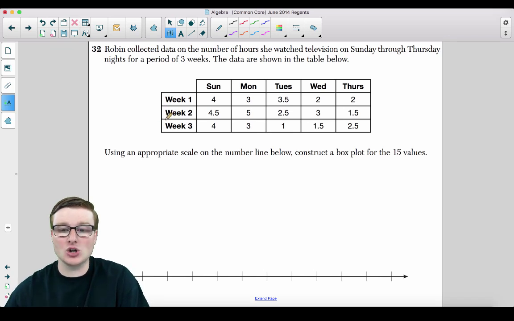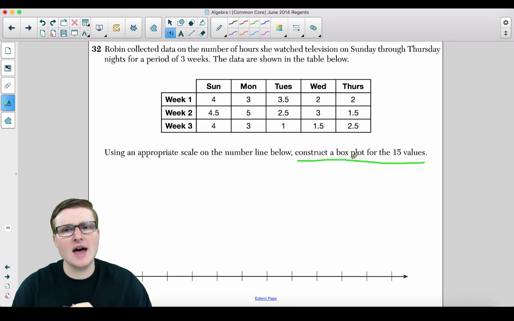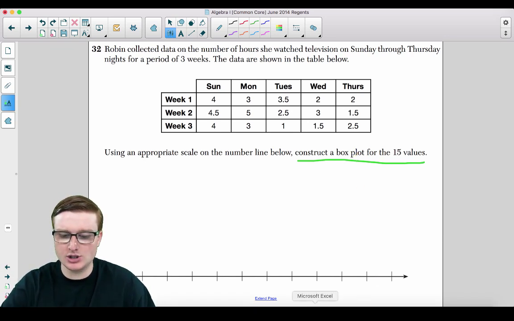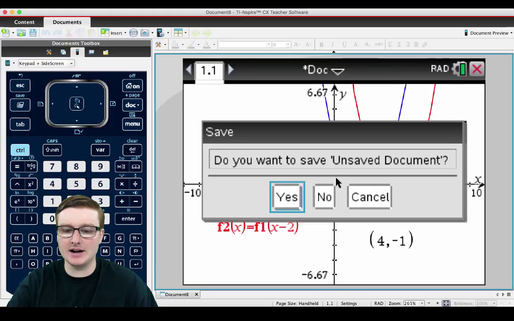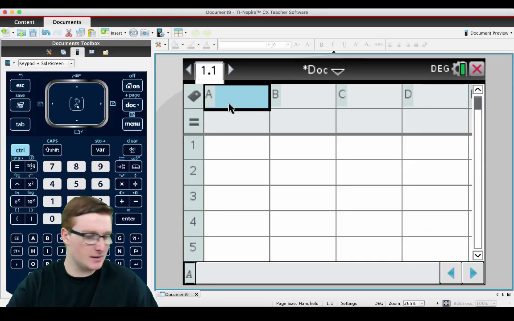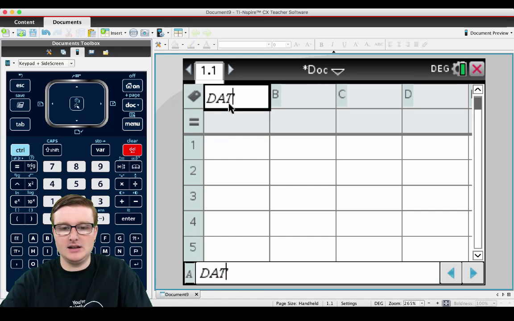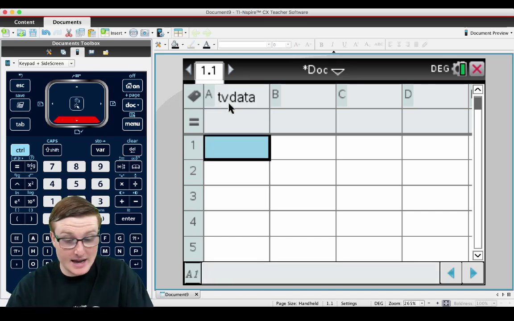The data are shown in the table below. Use an appropriate scale on the number line below to construct a box plot for the 15 values. Did you know that you could actually put these values in your calculator? On your TI-Nspire, go to Lists and Spreadsheets, and I'm going to call this TV data. I'm going to type in all these values.